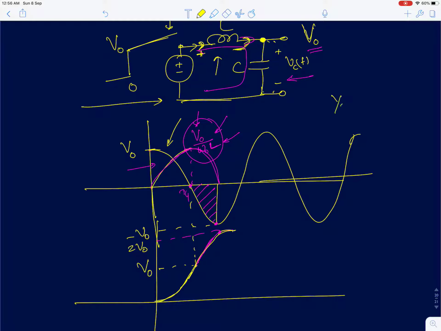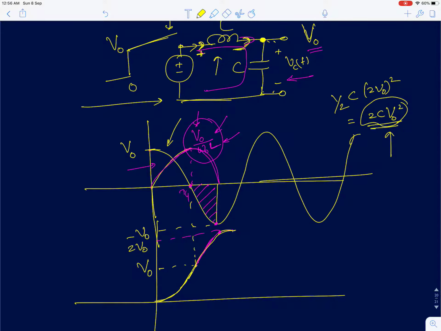Now that is the point. The energy stored in the capacitor is half C into 2V0 the whole square. So that will be 2C V0 square, capital V0 square. Again, we can very easily show that half C V0 square is the initial energy stored in the inductor.